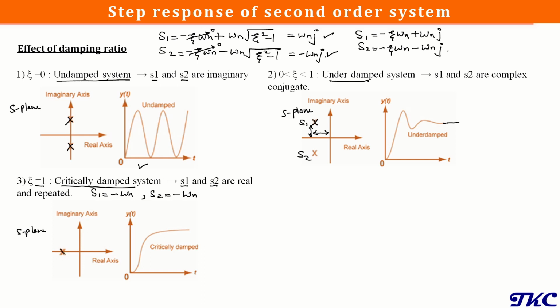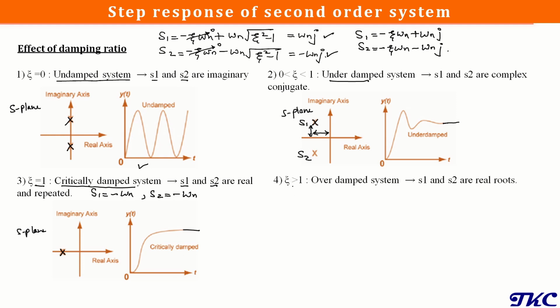So both the roots will be at the same place, and that too on a real axis. And this is how the response of this kind of system behaves. With respect to time, when we provide the input, it will gradually increase and stabilize to the required output. So this kind of response is called a critically damped response.